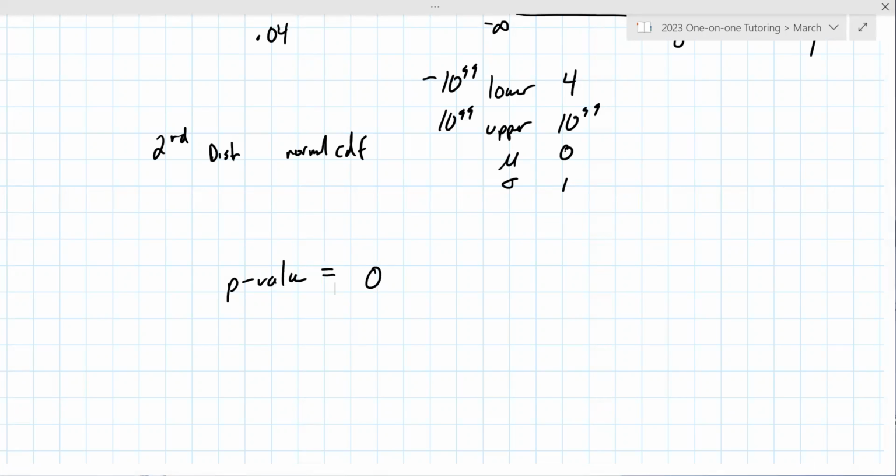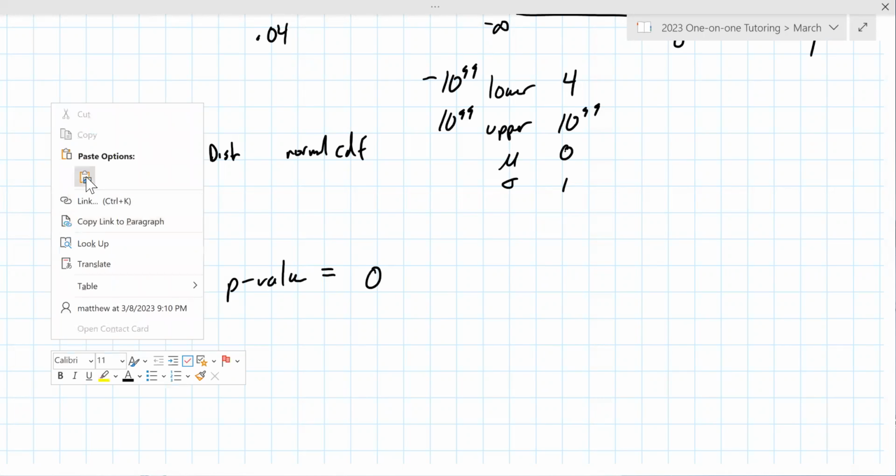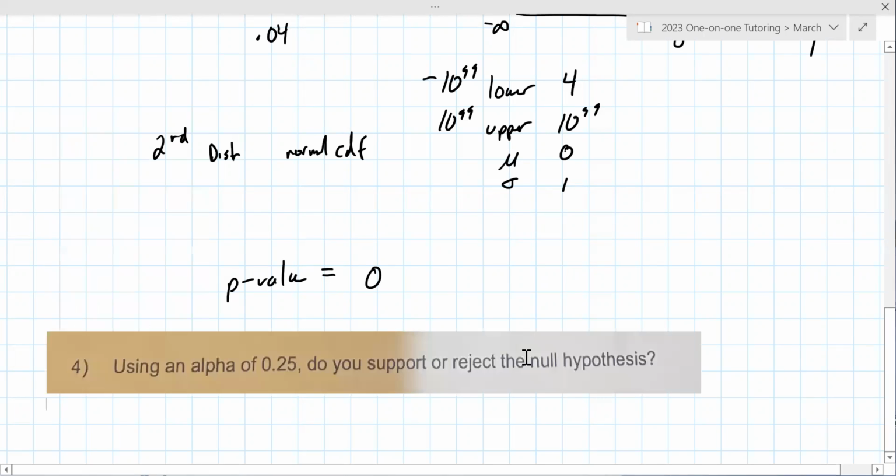So number 4, part 4 here, it says to use an alpha level of 0.25. Let me snip that in. Do you support or reject the null hypothesis? Can you look back in your notes and see what this means? Your p-value is 0, the alpha is 0.25. Do you remember if that's reject or fail to reject?